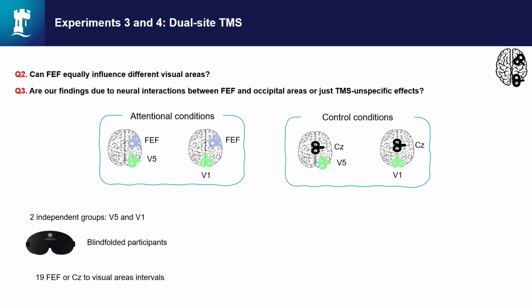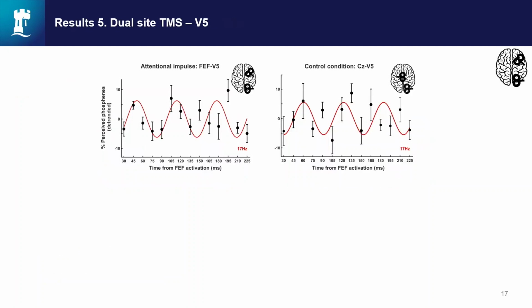We also wanted to ask two more questions. The first one was which visual area is actually influenced. So we tested frontal fields and V5. And then in a different experiment, it was frontal fields and V1. And then we also wanted the control condition, which was CZ V5 and CZ V1. So let's see the results.